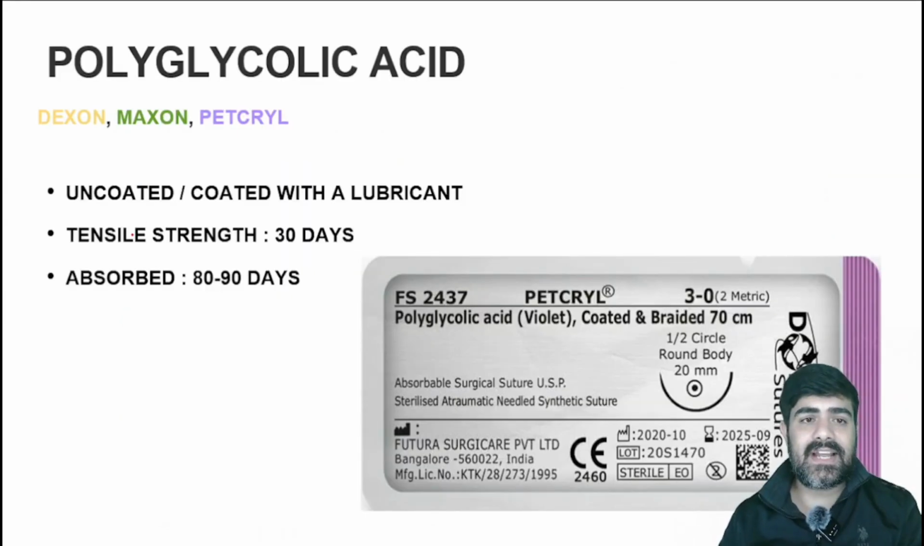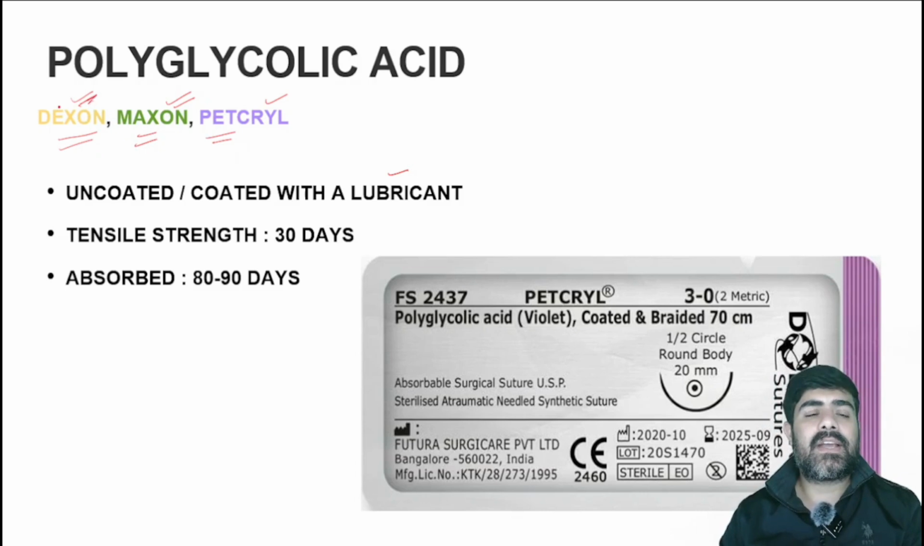Then we have polyglycolic acid, Dexon. These are trade names: Dexon, Maxon, Pathcryl. It can be coated or uncoated. In Pathcryl we have a violet color, Maxon is green color. Okay, so Dexon can be green or beige color. Then it is absorbed in 80 to 90 days.